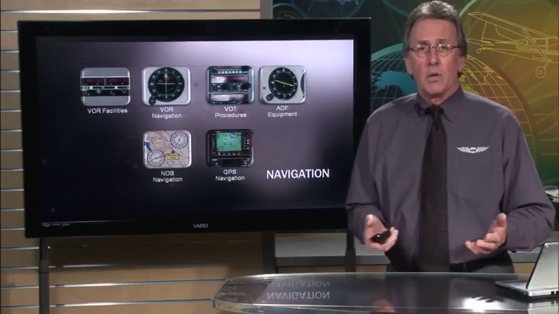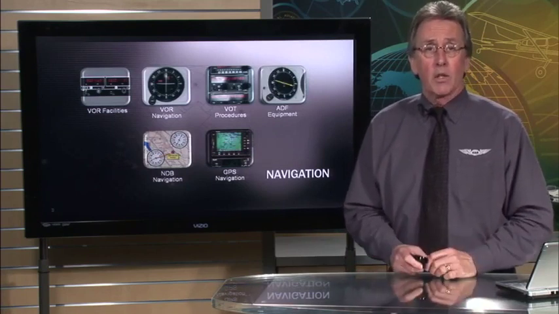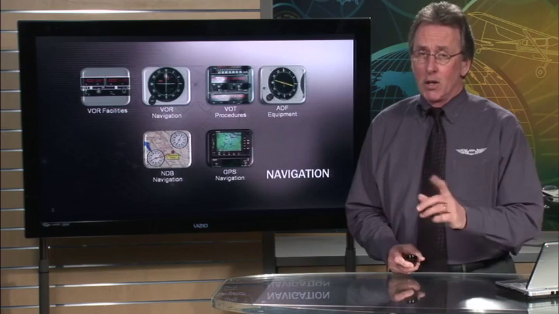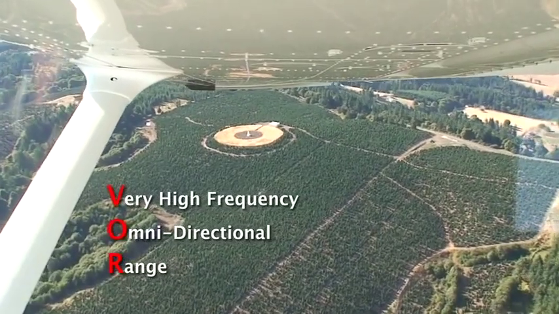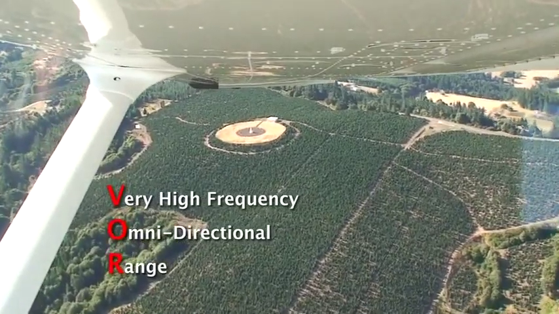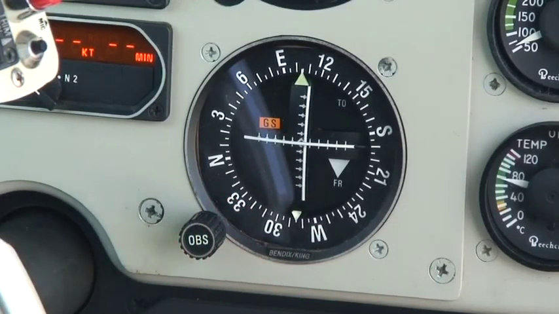Now, these instruments and systems are there to help you navigate your flight plan and are invaluable if you ever become lost while flying. Let's join Josh now in the classroom for navigation. We'll start with VOR navigation and the VOR indicator you will find in your aircraft.